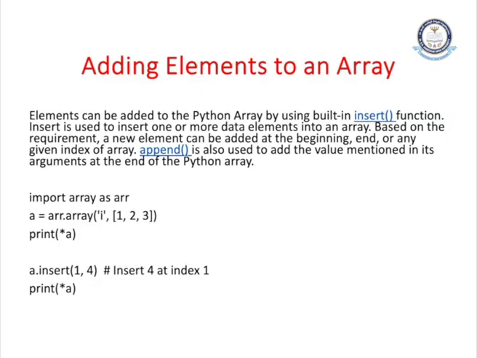So here this is the example. Import array, which is a package. Here is the alias name of the array package, with the same 1, 2, 3. I am printing A. Next I am inserting the fourth value at the first index, and again I am printing the A value. So like this you can add elements to a particular array.